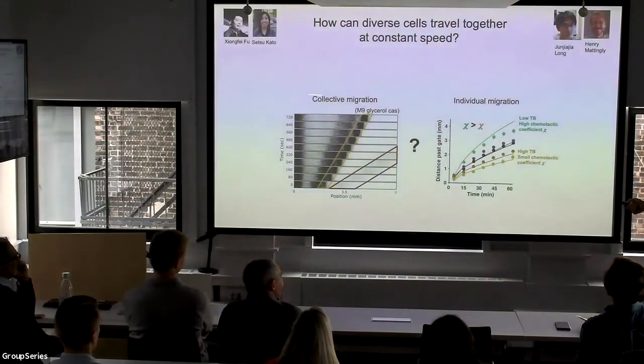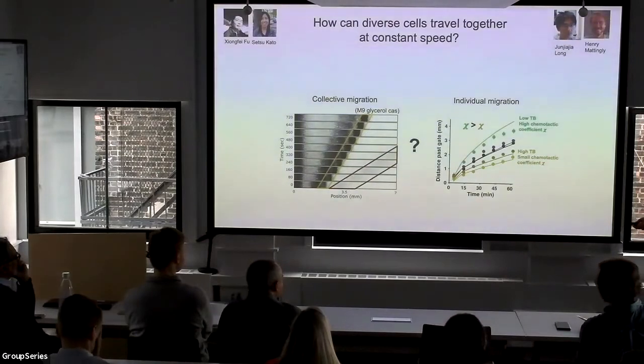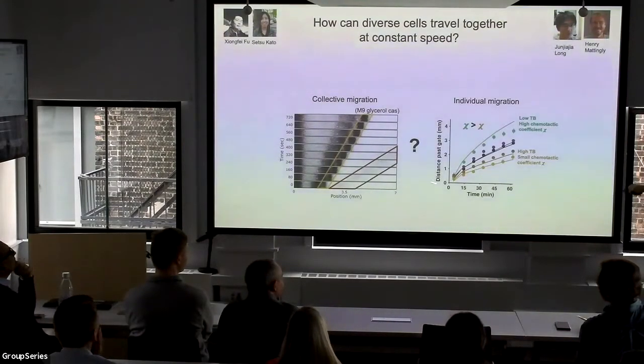This is done in an undefined media, Cas amino acids with glycerol. You can also do it in a defined media, which I'll show later. But how can you have this constant speed when in the same population you have all of this diversity? That's the key question.